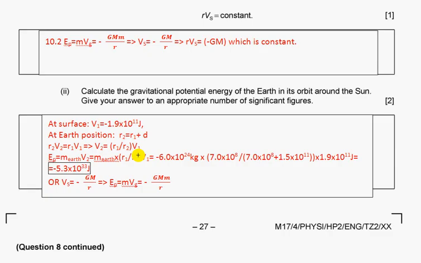Calculate the gravitational potential energy of the Earth in its orbit around the Sun. Give your answer to an appropriate number of significant figures. Method 1. We know V at the surface, and we should find V at some distance. So at Earth's position, r will be different. So we make this equation, rV constant, and then we find the value. Another method is just from constants, GMm over r.